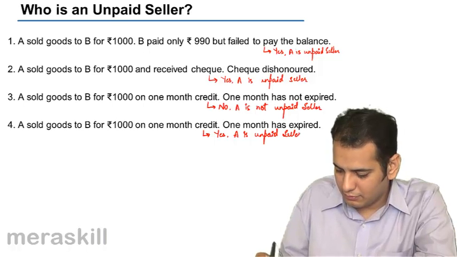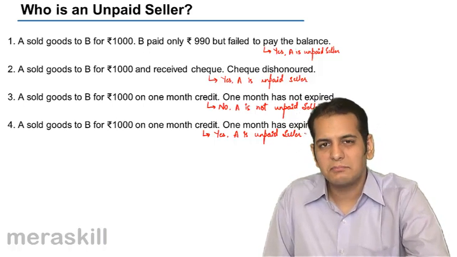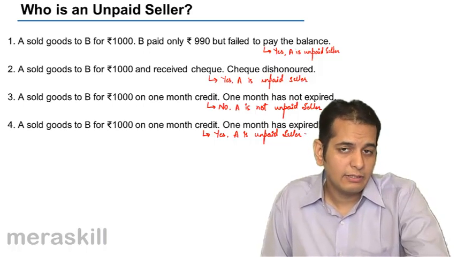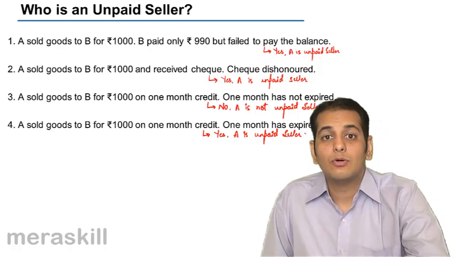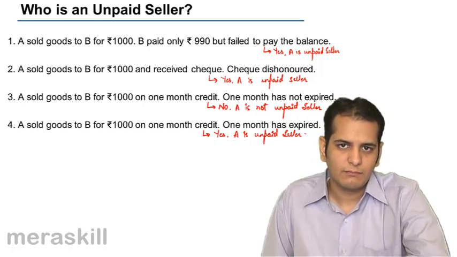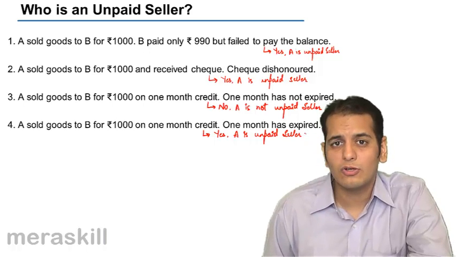So yes, A is an unpaid seller. Let's say in this case, he gets the payment after the month expires. Then will we call A the unpaid seller? No, we cannot call him the unpaid seller, because he's got the payment. How can we call him unpaid? So we cannot call him unpaid.